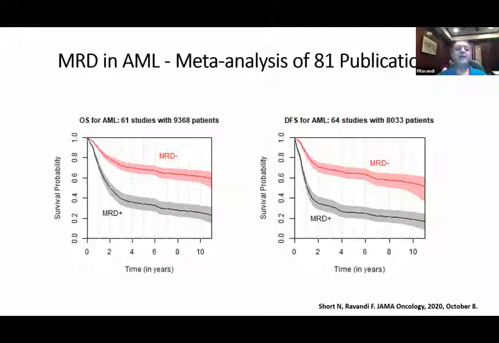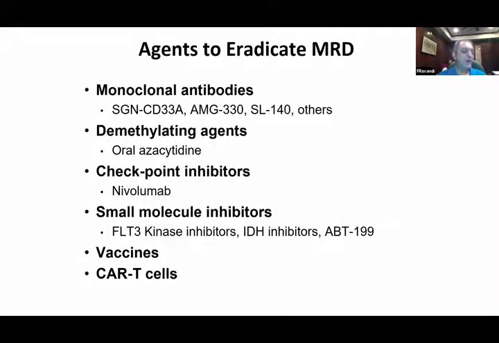So I think what we can say, and what I like to believe, is that MRD is a biomarker which can be a surrogate endpoint for outcome in AML and also can be used for developing new drugs. Now, as I mentioned, the most important thing about MRD is that if you are positive, you do have a way of dealing with it. Of course, there are a number of agents that are being developed for this purpose.